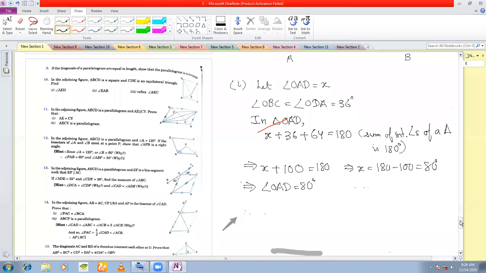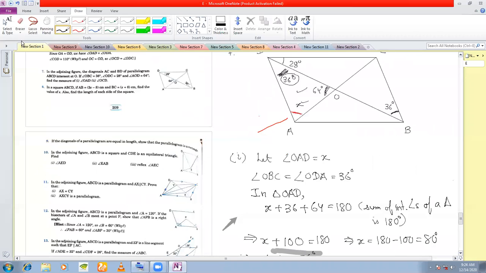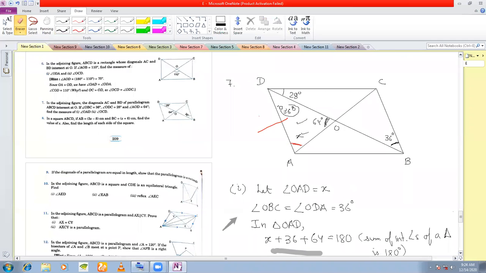So this we have found out. Since we have found it, we'll put that in the diagram. We'll write that with a pencil in our diagram so that we know this is the angle that we have found out. So this is 80 degrees we have found. This is 36 degrees, from alternate angles. Now we look at the next angle that we need to find.